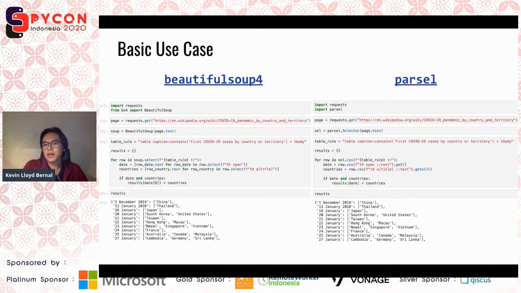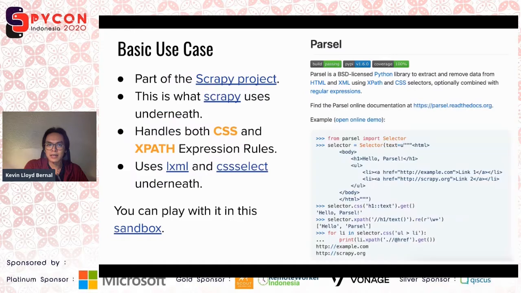And the reason I want to introduce Parcel is that Parcel is part of the Scrapy project, which I would be talking a lot more about later on. Parcel is what Scrapy actually uses underneath, and it handles both CSS and XPath expression rules because it uses LXML and CSS select underneath.